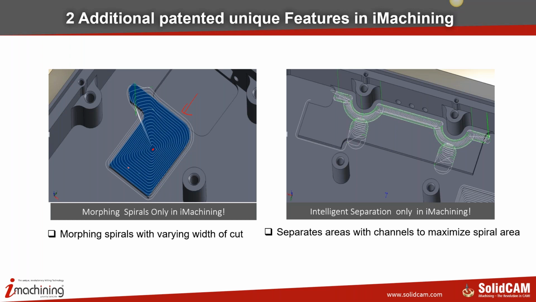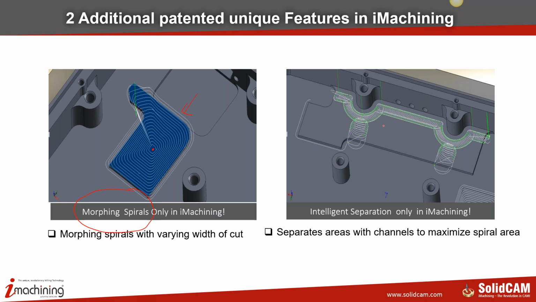Why spiral? Spiral is the most efficient method in cutting any part, because there are no retracts, nothing. It just engages once, and by the time it finishes, it would have cut the entire stock. So it is the most efficient method. So our first priority is always to generate morphing spirals. Now, many times it is not possible. That's a process limitation, that you cannot apply morphing spirals everywhere.